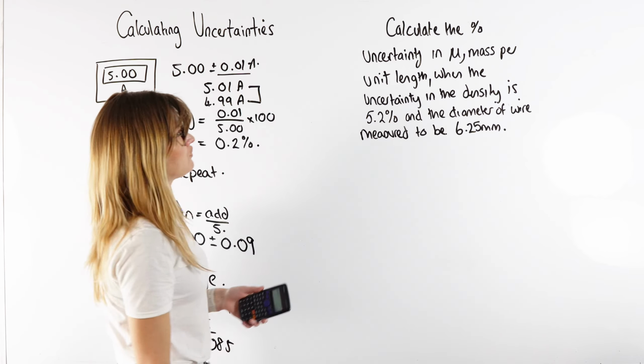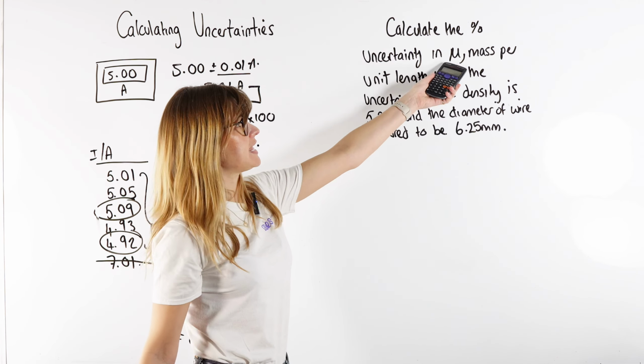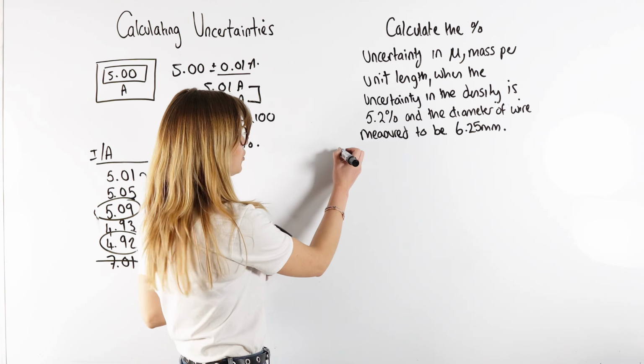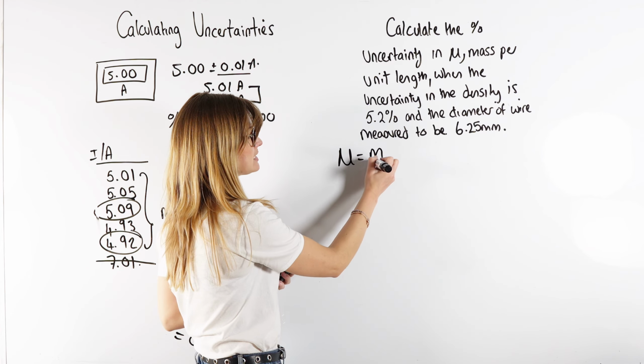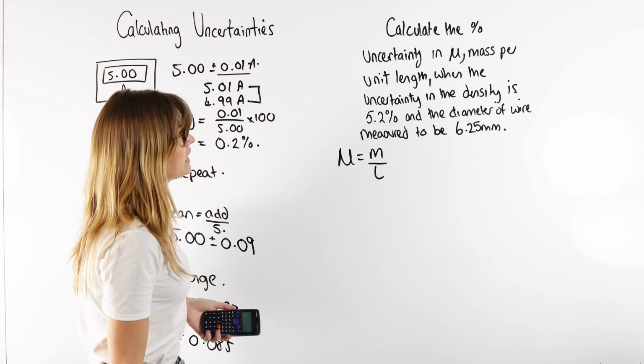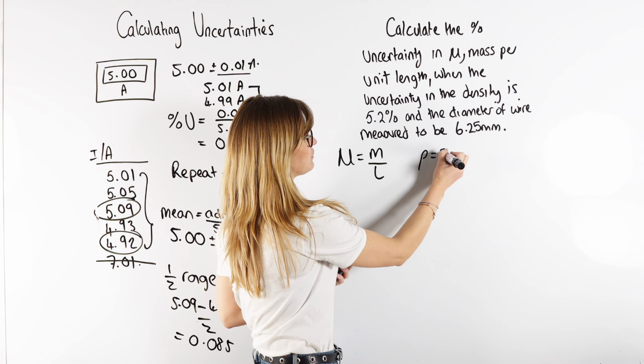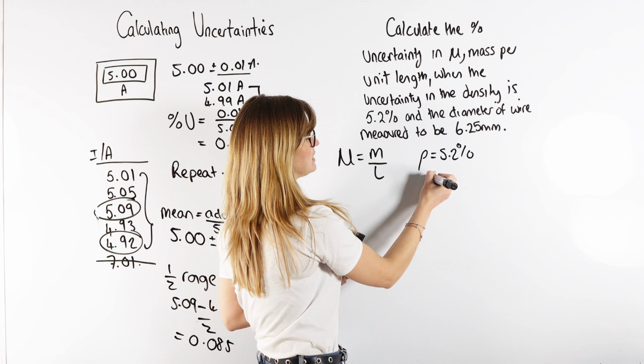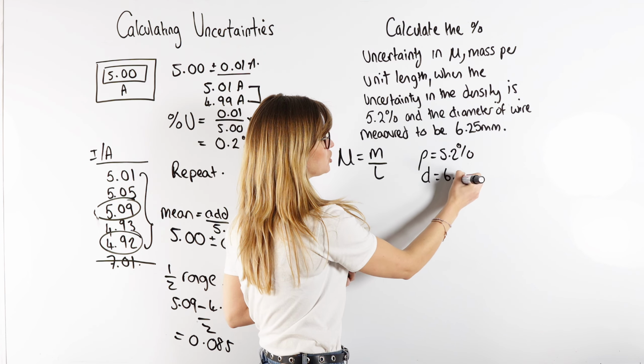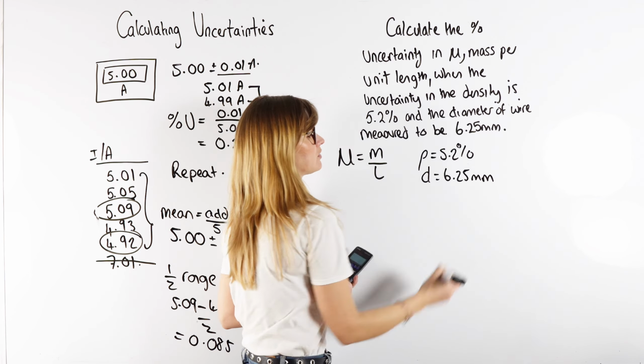Okay. Now, if you look at our question, it says, when I calculate the percentage uncertainty in the mass per unit length. So what we know is mu is equal to my mass per unit length, okay? It said that we're given the uncertainty in the density. So the uncertainty in the density is equal to 5.2%. And we're given the diameter of the wire is measured to be 6.25 millimeters, okay?